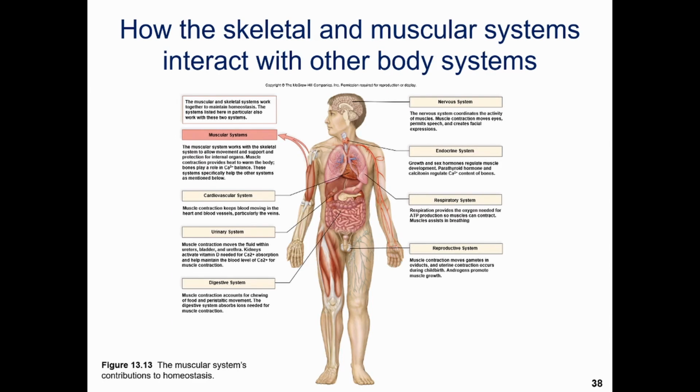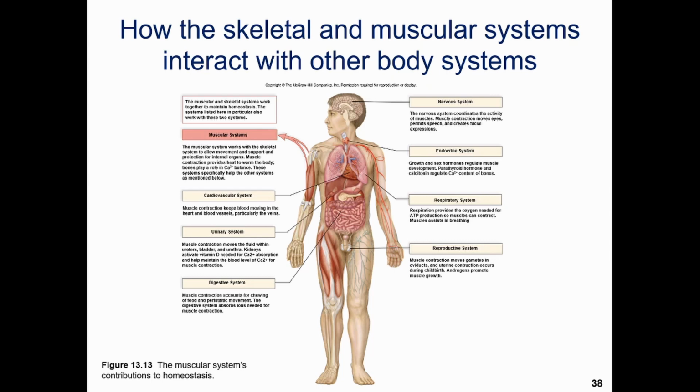Right, if we look at how we interact with some of the other body systems, some of this is stuff we've already mentioned, but we're going to go into it again. Again, we're maintaining blood calcium levels with the skeletal system, and the muscular and the nervous systems both rely on that. The cardiovascular system relies on muscle contraction to keep blood moving through those veins, and the skeletal system is going to help by producing the blood cells for the cardiovascular system.